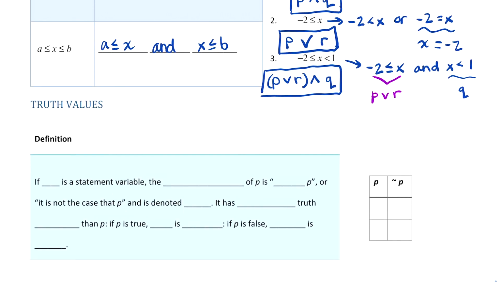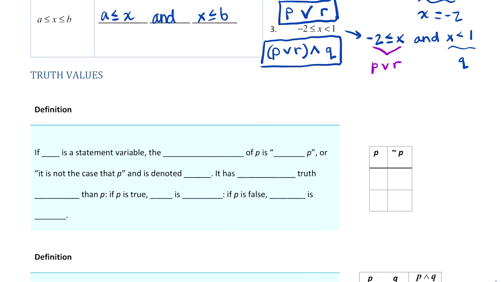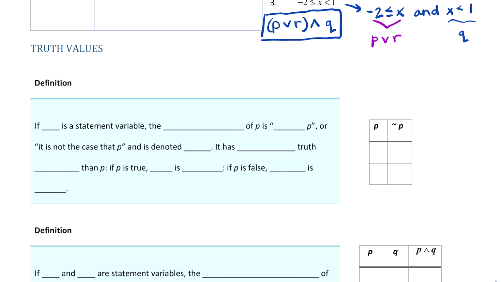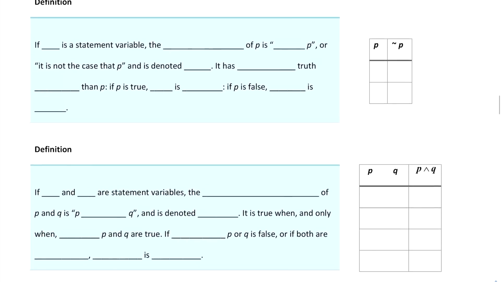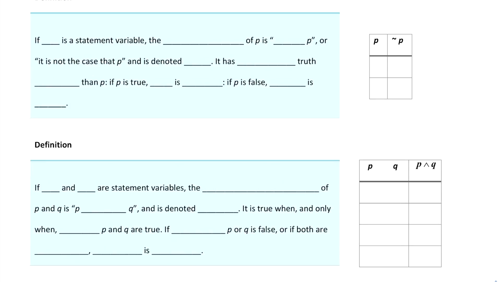Now we get into something that's kind of fun. It might look a little bit intimidating because you end up making lots of charts, but it's really kind of cool. So, first definition: if P is a statement variable, the negation of P is not P, or you can read it as "it is not the case that P." And it's denoted with the tilde, not P.